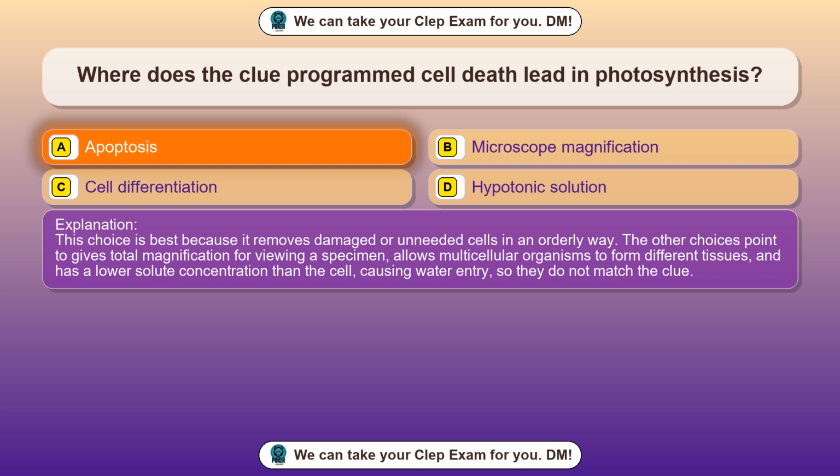This choice is best because it removes damaged or unneeded cells in an orderly way. The other choices point to gives total magnification for viewing a specimen, allows multicellular organisms to form different tissues, and has a lower solute concentration than the cell, causing water entry, so they do not match the clue.